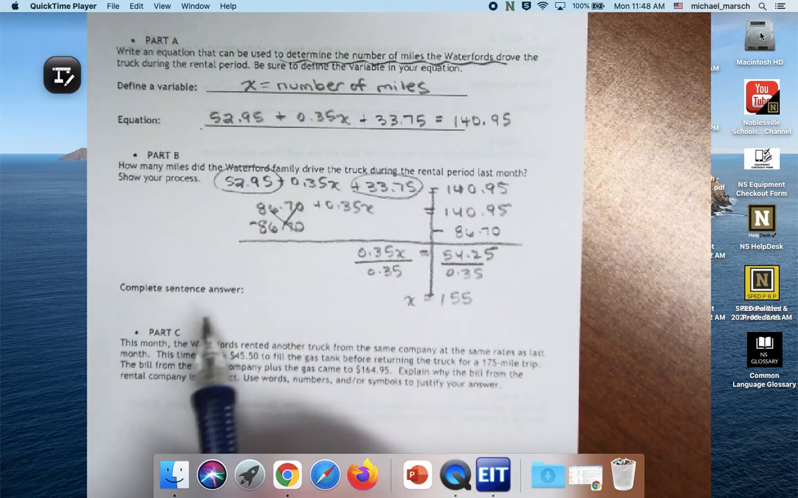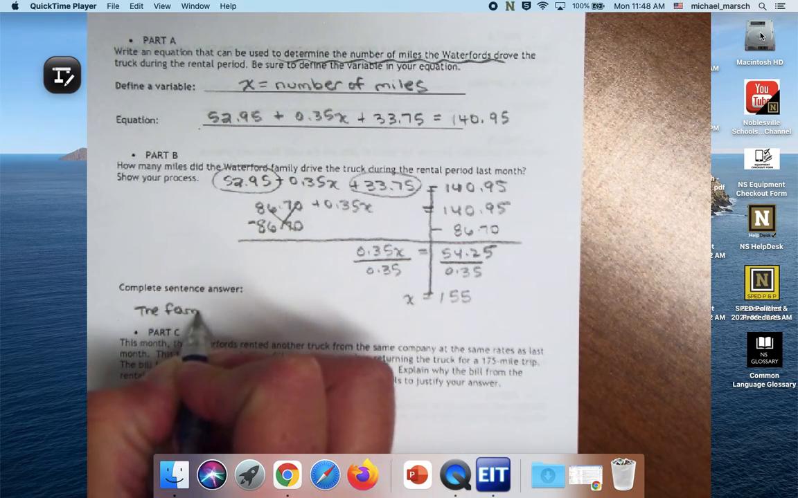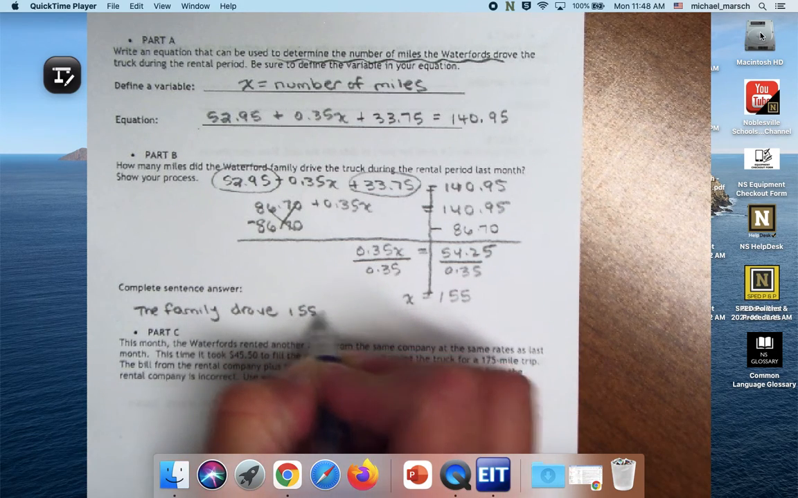Okay, so my complete sentence answer will be the family drove 155 miles.